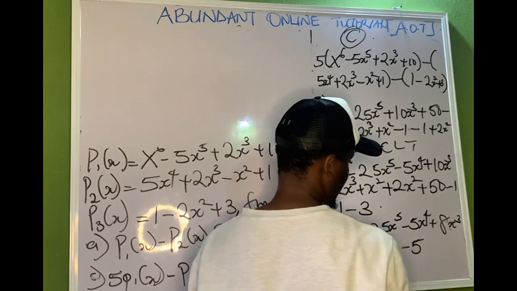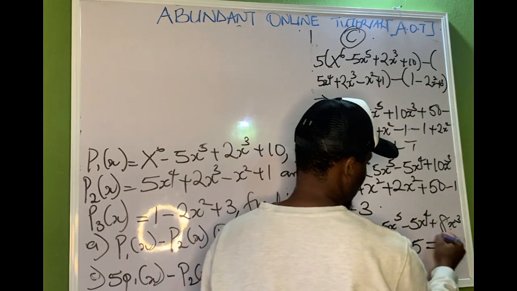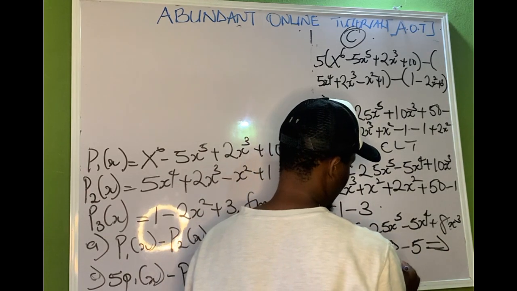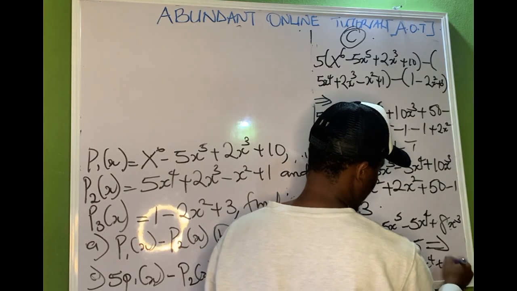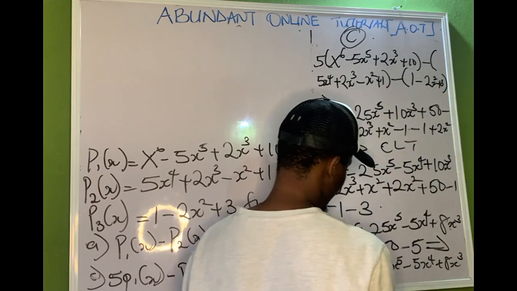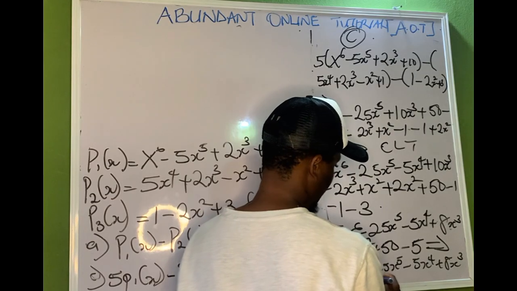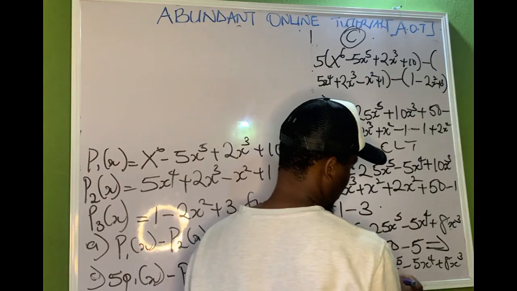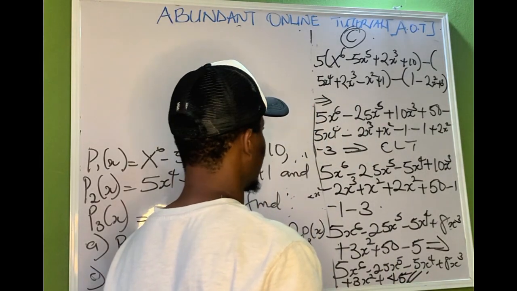minus 5. So that will now give me 5x^6 minus 25x^5 minus 5x^4 plus 8x cubed, plus 3x squared, then plus 50 minus 5 will go plus 45, and that is our final answer. Thank you.